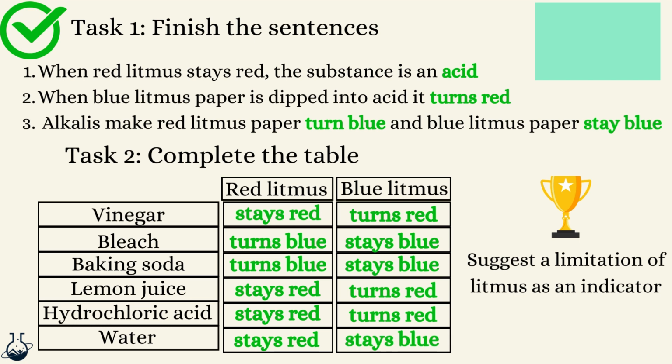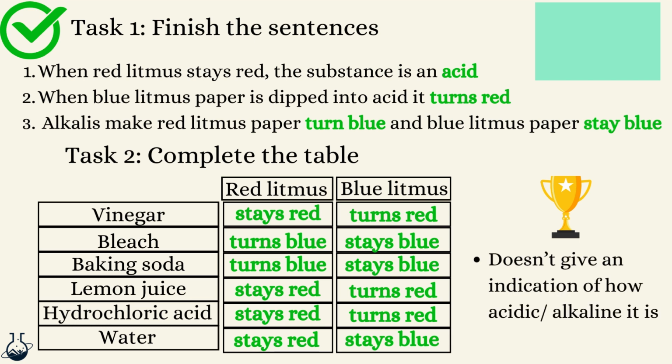This links into limitations of using litmus paper in our challenge, because litmus paper tells us whether something is acid or alkali, but not how strong an acid or alkali is. If you also look at the results for water, it gives the same results as if it was an acid on red or alkali on blue, which gives a false indication of the type of substance. So we need more information from another type of indicator.